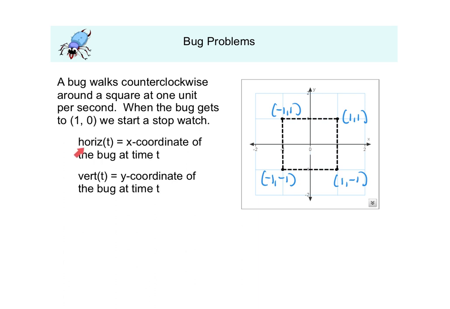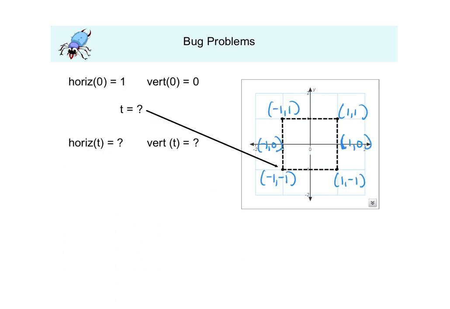We're going to call the function horizontal of t, the x-coordinate of the bug at time t, and vertical of t, the y-coordinate of the bug at time t. Very quickly, I start writing h of t and v of t rather than horizontal and vertical to save a little bit of time. Just so that we all understand what's going on.